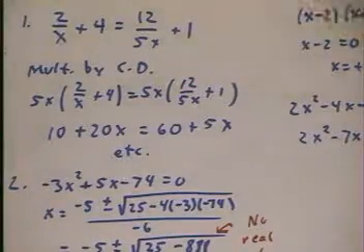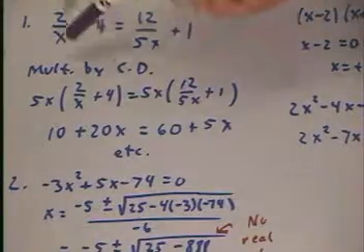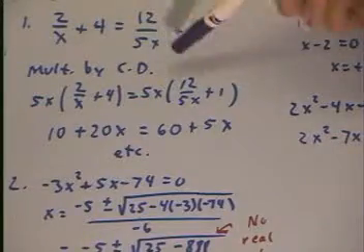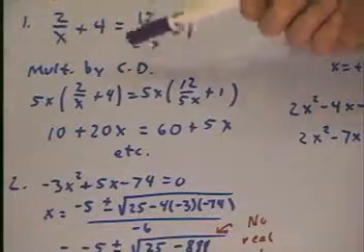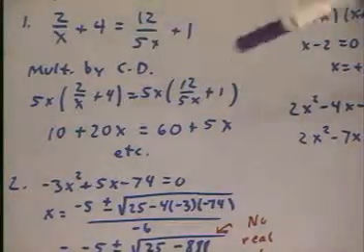We begin with equation solving. To solve the equation 2 over x plus 4 equals 12 over 5x plus 1, as we always do when we have denominators, we multiply by the common denominator.